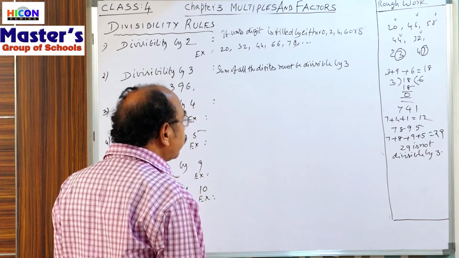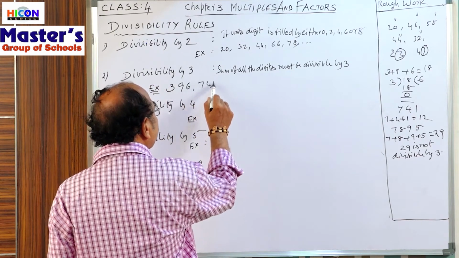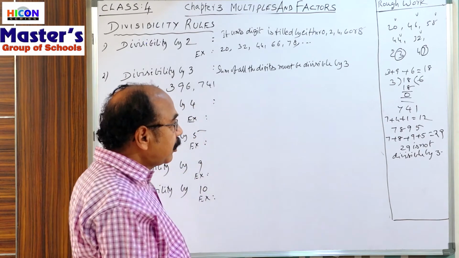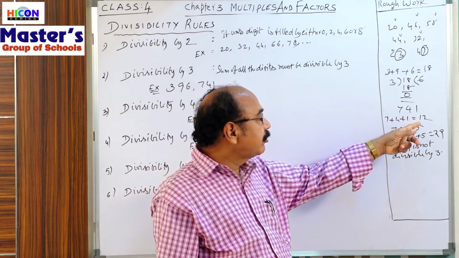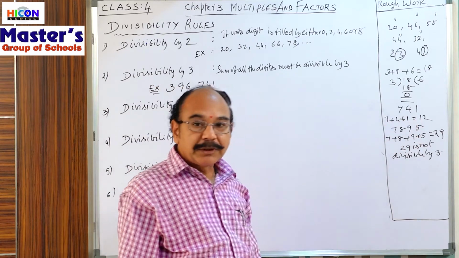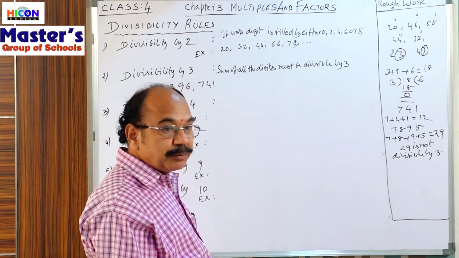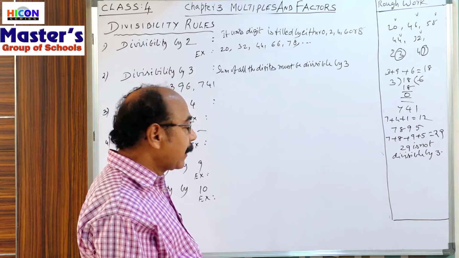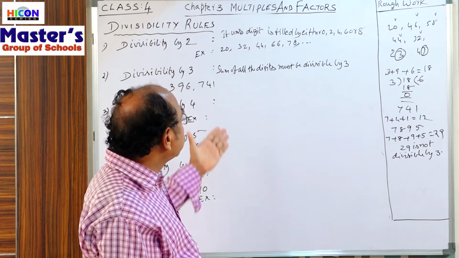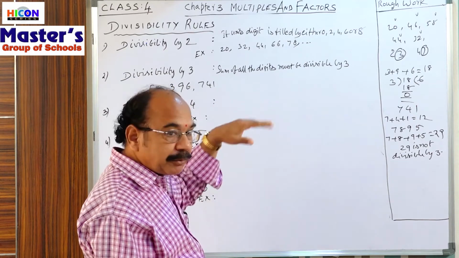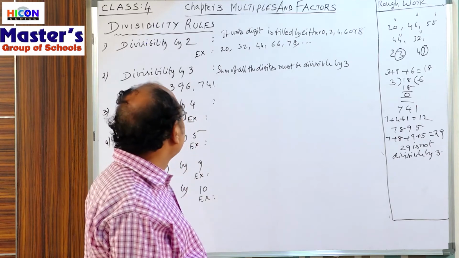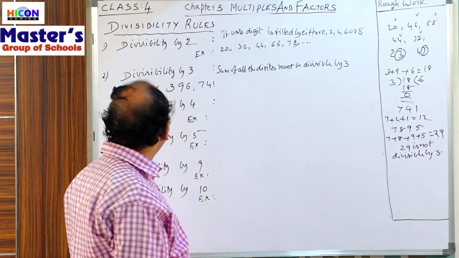Okay, children. One more example: 741. Here all the digits were added, and you got 12. 12 is divisible by 3. That's why we say that 741 is divisible by 3. Why? Because the sum of all the digits must be divisible by 3. That is the example.